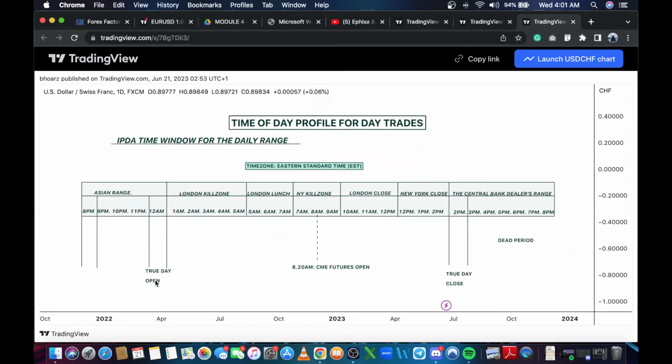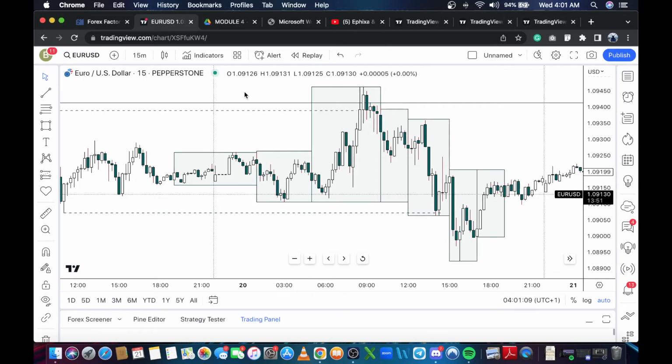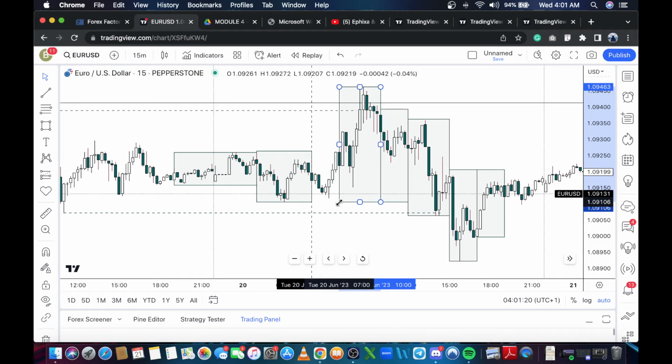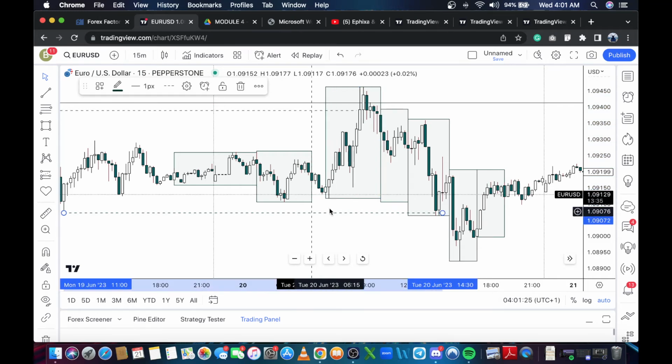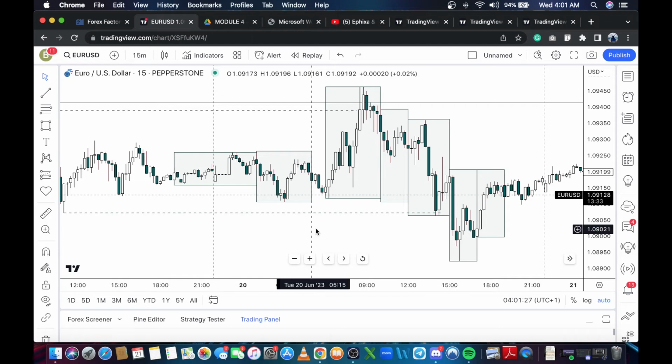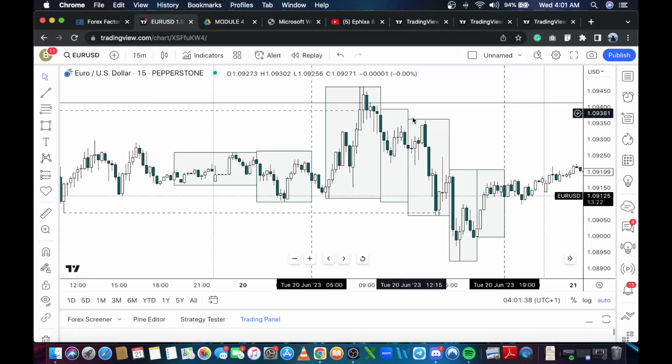And your 3-day open starts from here, 12 a.m. midnight New York. That's your 3-day open. Sorry, London session actually starts from here. It's London session. Okay, so this is your 3-day open, and then 3-day close is the end of New York close. All right, so in between here is where we're looking to do the bulk of our transactions.